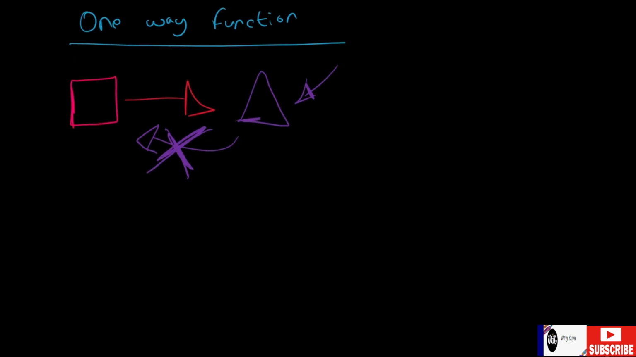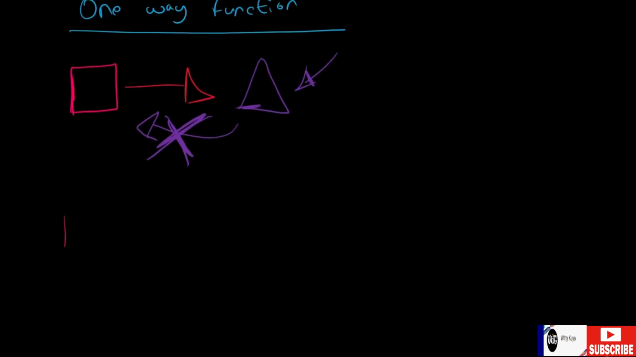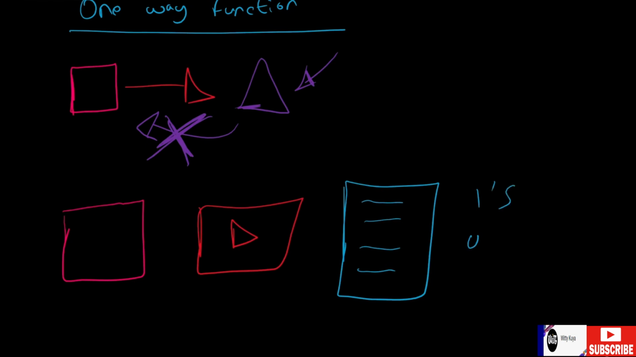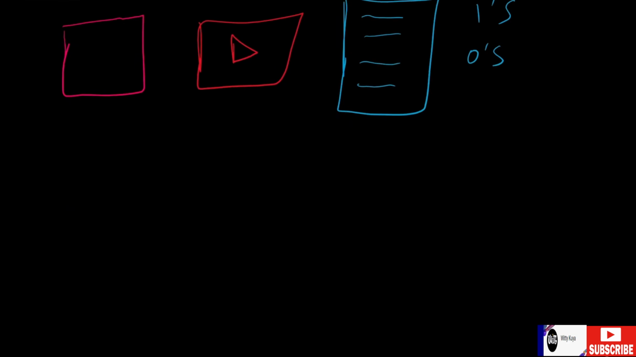Digital content, whether that is some sort of image or a video file or even a text document, is literally just ones and zeros. And a hash function, there are plenty of them out there. We'll cover some of them in a moment.